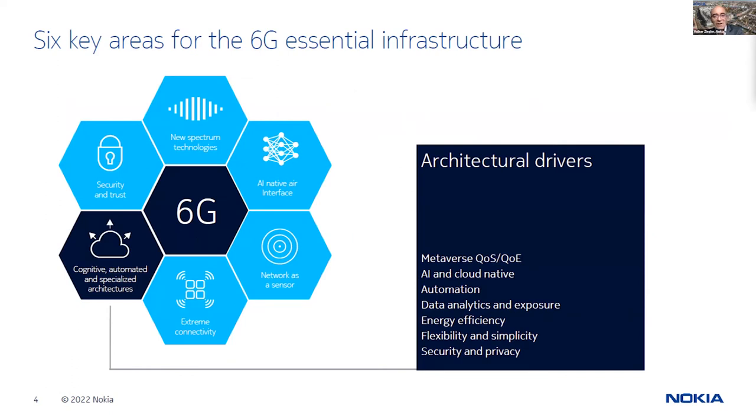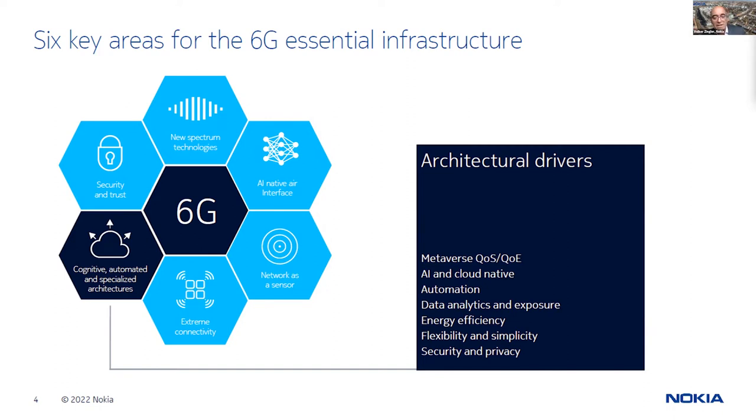So with this now, let's have a look at what the key areas of the 6G essential infrastructure are. And of course, as you can see highlighted, architecture really is probably the one that stands out. Why? Because it allows us to pull technology enablers together. And at the same time, there's a lot of transformational ideas that we jointly, I think, have the ambition to move forward. Some of them are also evolutionary, let's face it.